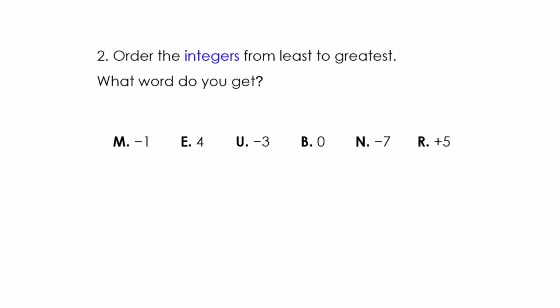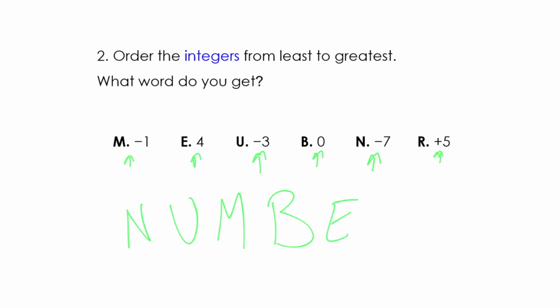Order the integers from least to greatest. What word do you get? So we know that if there's a negative sign, the larger the digit, the smaller it is. So this is the smallest. And then it goes negative 3. Then it's negative 1. Then we go 0. Then we go 4. And then you have 5.